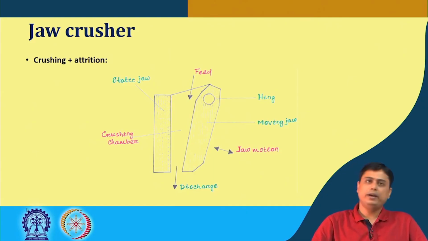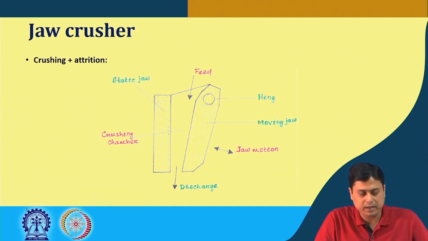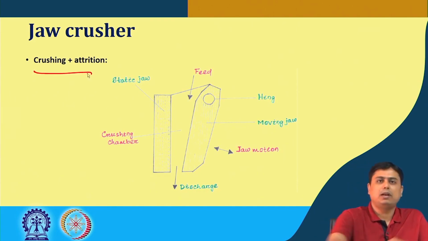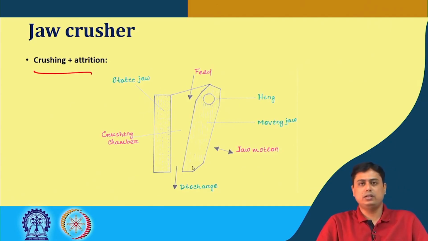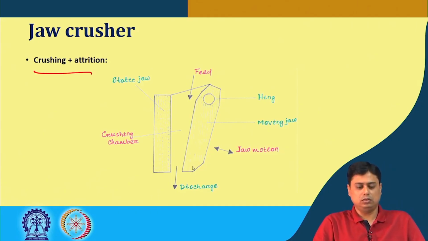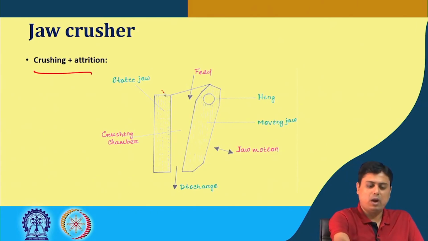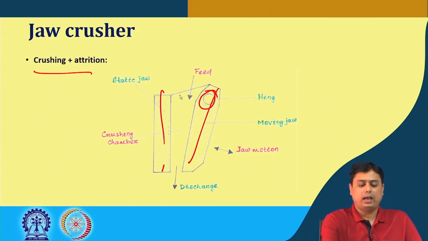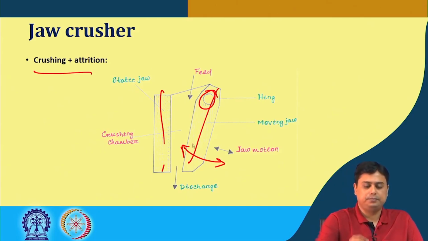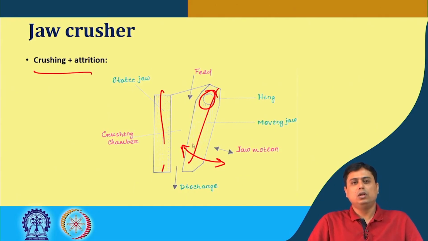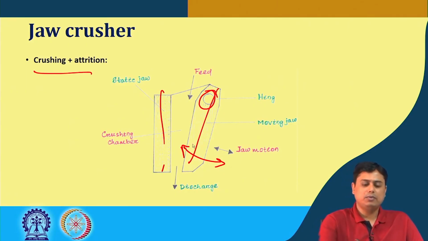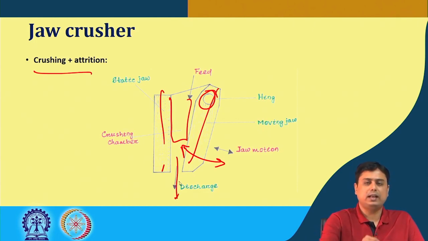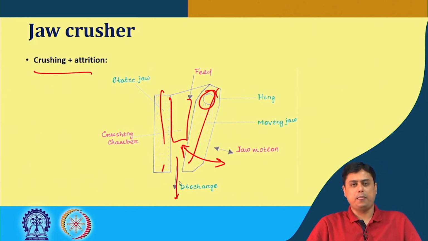So, here the dominant stress mechanism was stressing plus attrition. Here we had two jaws: this is one rigid jaw and one jaw that is hinged at this position, which has a jaw motion like this. So, it crushes the particles that come in between this crushing chamber, and the discharge is collected from this side.